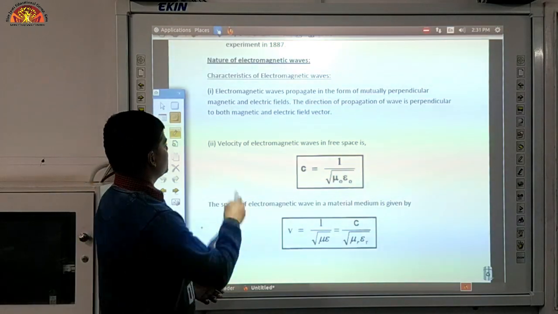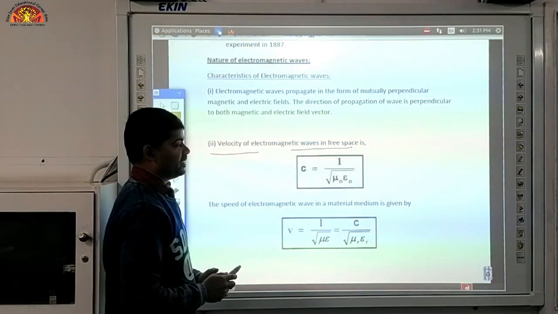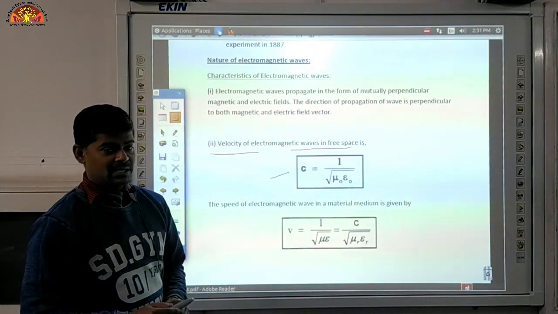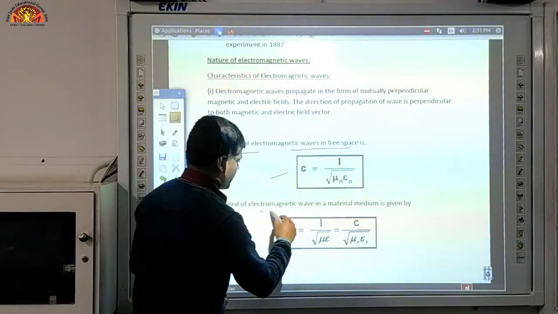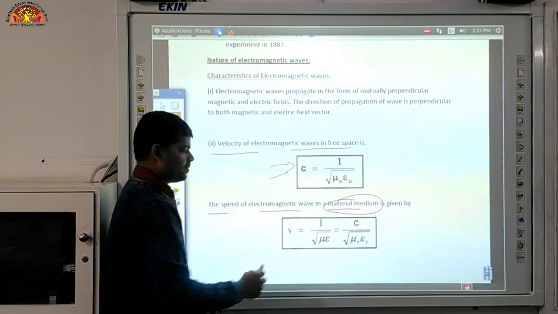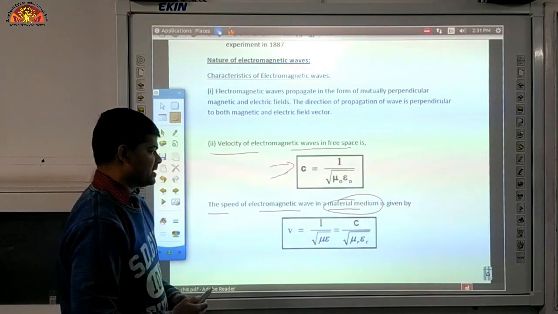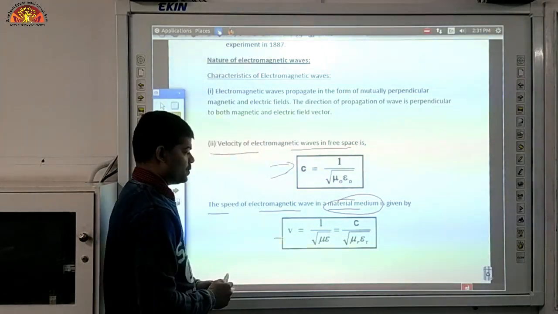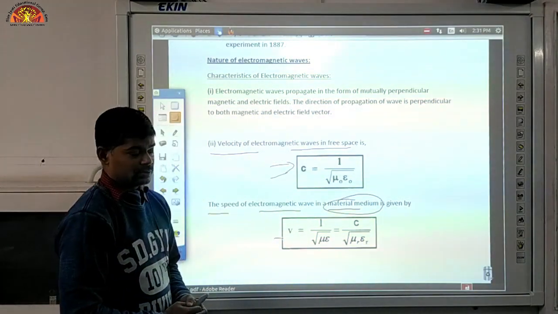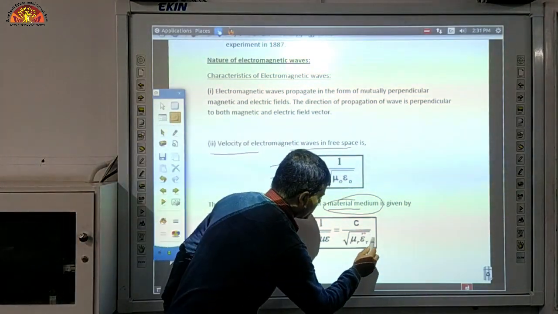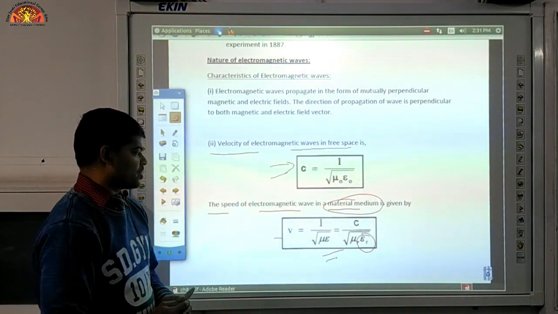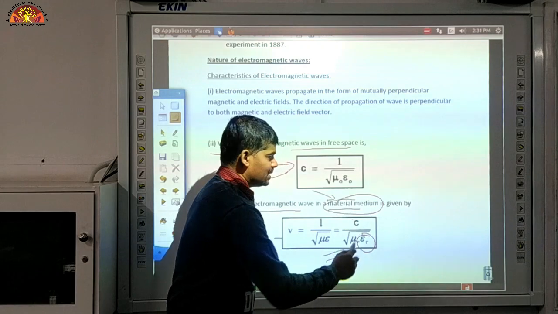If we talk about the velocity of electromagnetic wave in free space, the formula is C equals 1 upon root of mu naught epsilon naught. Free space में तो ये वाला formula use करना है, लेकिन अगर medium materialistic है then we will use V equals 1 upon root of mu epsilon, that is equals C upon root of mu R into epsilon R. So this is the formula for calculating the speed of electromagnetic wave in the material medium.